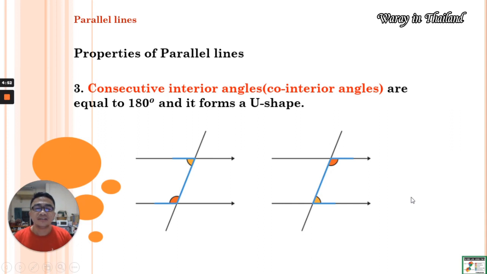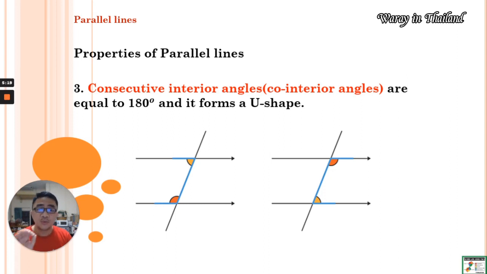Number 3, consecutive interior angles, or we say co-interior angles. Again, one property of the parallel lines is that these angles are not equal, but the sum of the angles is equal to 180 degrees. So that is why this kind of property is also called supplementary angles, because as we know, when you say supplementary angles, the sum of the two angles is equal to 180 degrees.